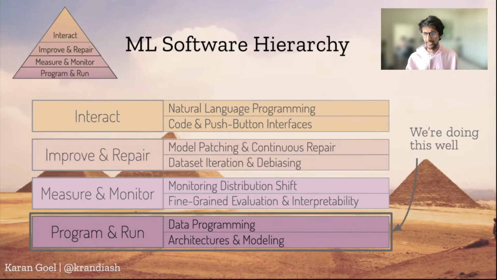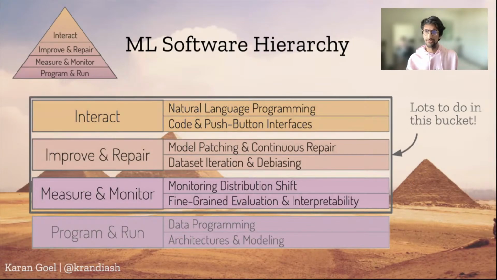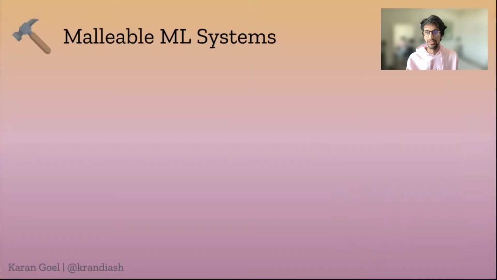So just to recap, we're doing this pretty well today, I would say, but there's a lot of stuff to do in this bucket of three things. This talk will hopefully talk a little bit about that, but there's a lot to do. So let's talk about malleable ML systems and what I mean by that. I'll try to give a working definition. It's not necessarily precise, but I think it gets the job done.